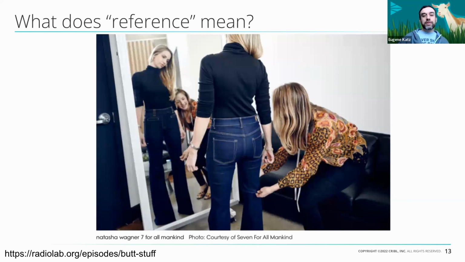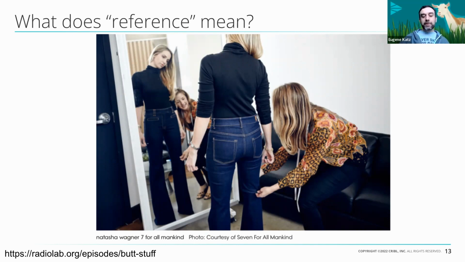And then it's worth talking about what reference means. This was actually a good analogy, because it turns out that when jeans manufacturers make jeans, they have a fit model whose name is Natasha Wagner. She is the one they go to and try on the new jeans and then tailor them to make it the right fit for her. Which means if your body shape is not exactly like Natasha Wagner's, they're not going to fit just right. And that's kind of the point here.